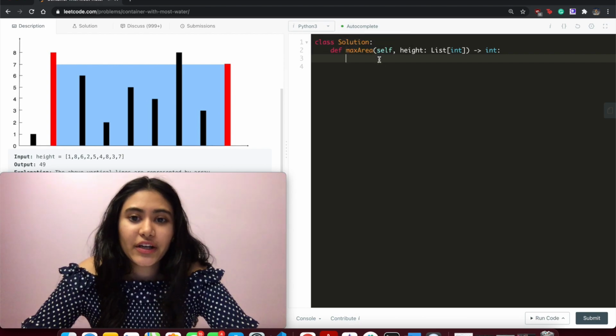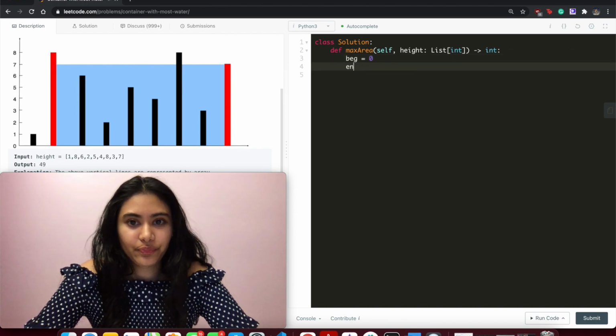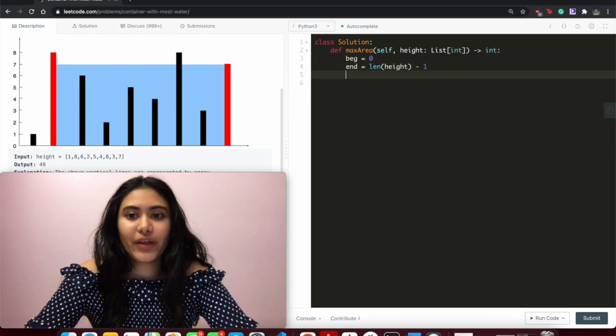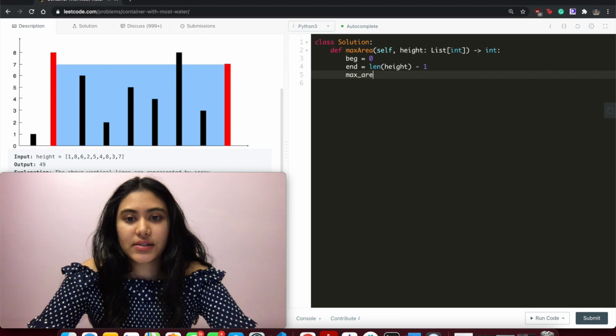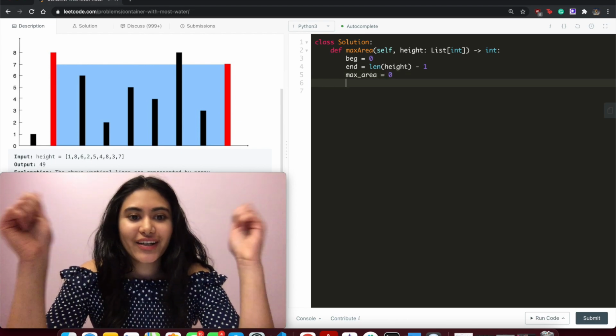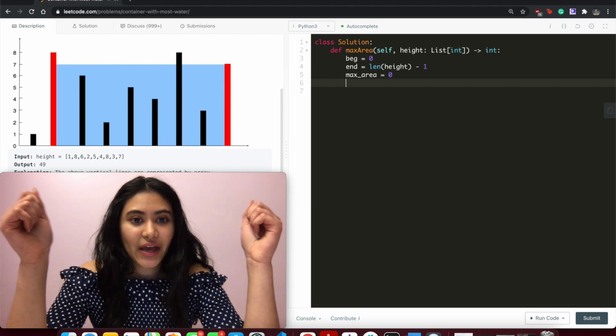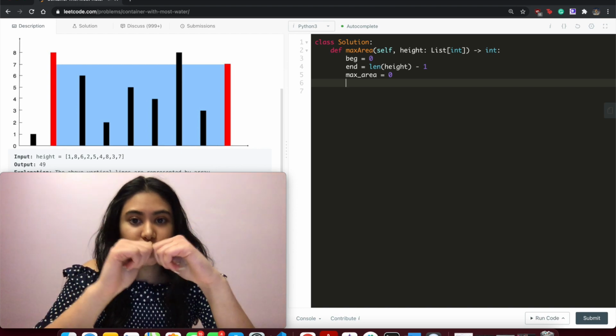So how we're going to do this, we're going to have a pointer at the beginning, which will be at 0, and one at the end, so len of height minus 1. We have our two end indices, max area initialized to 0. And from the two pointers, we're going to keep calculating the height at both ends until the pointers meet. We're going to keep incrementing them closer to each other.